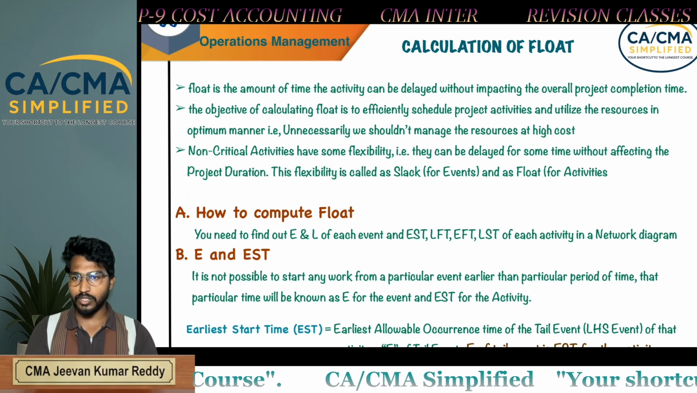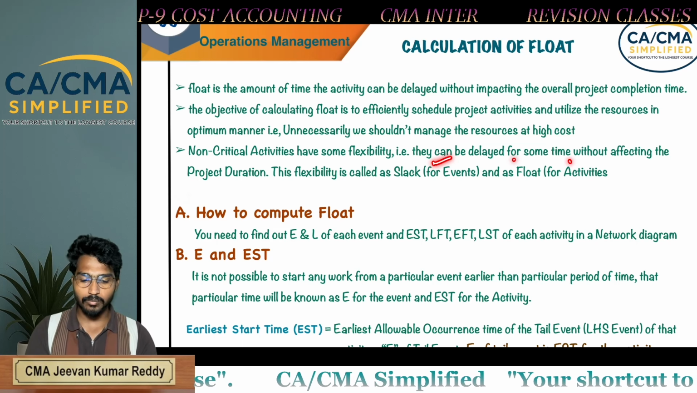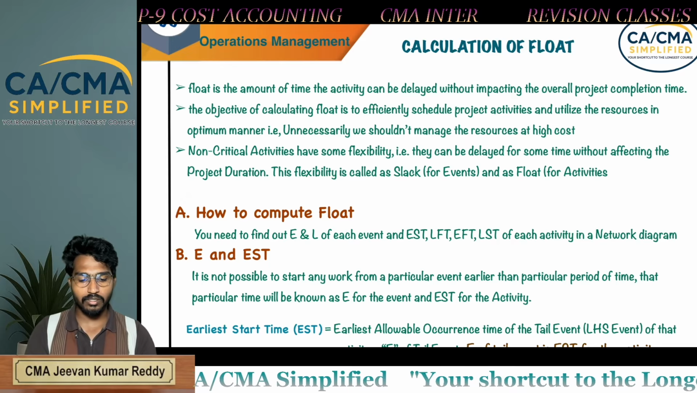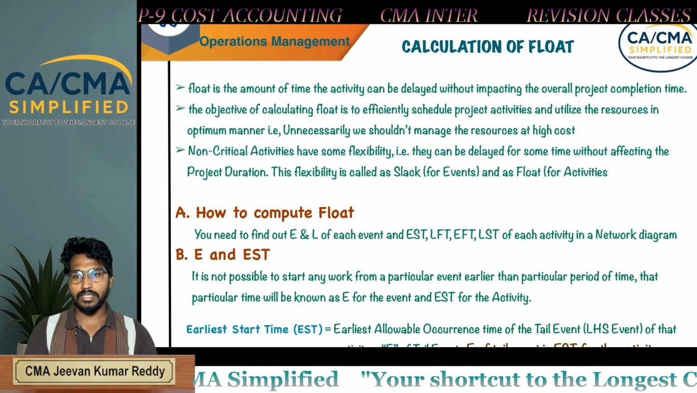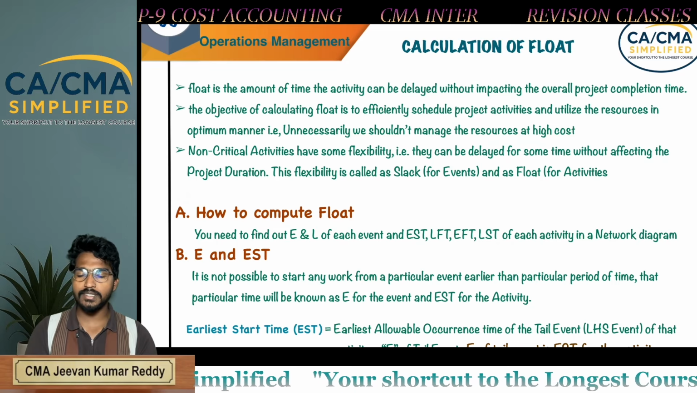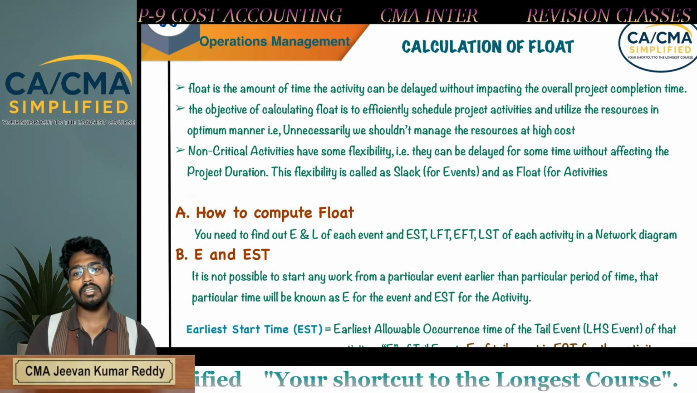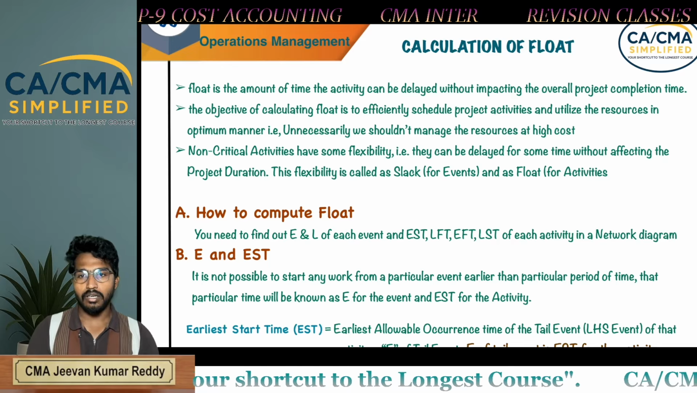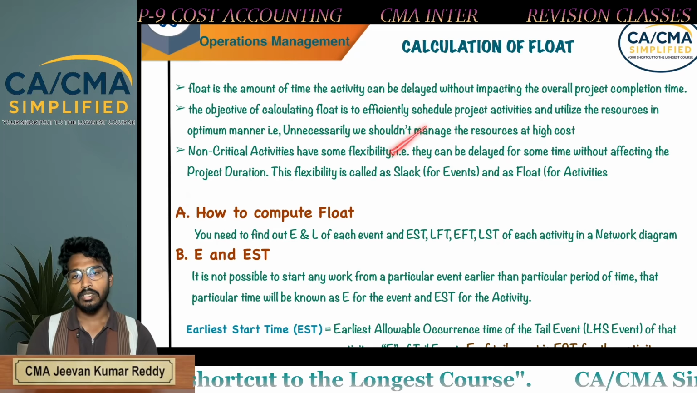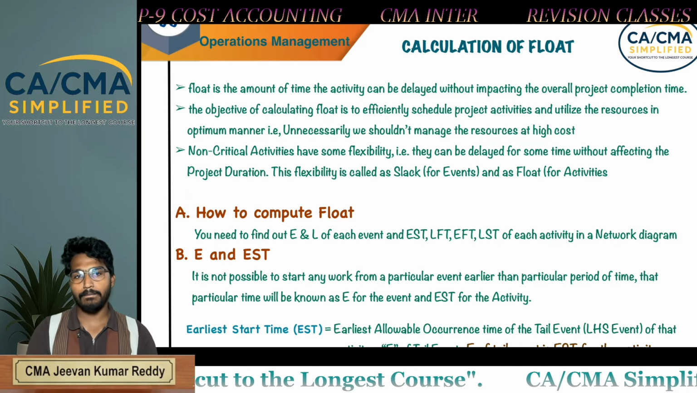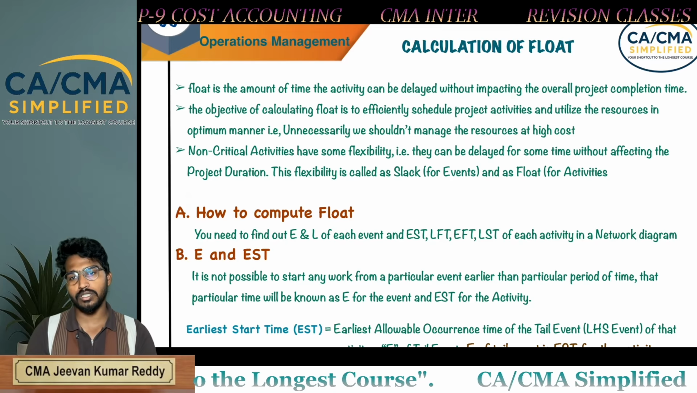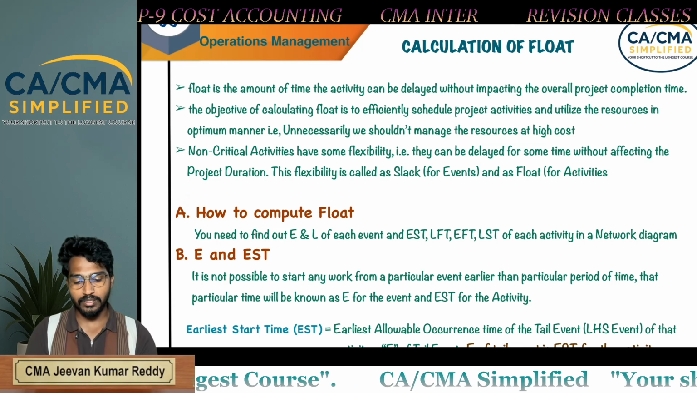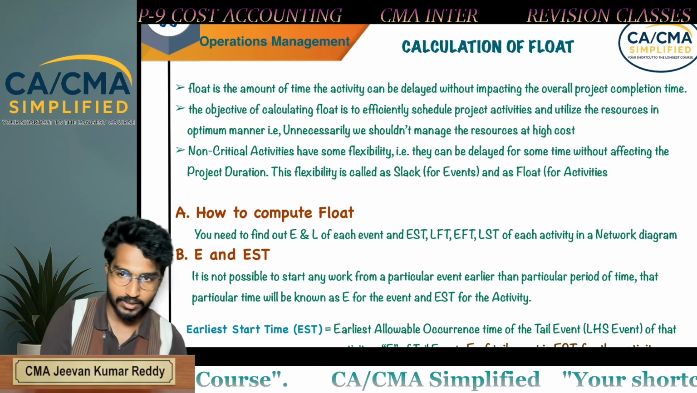Non-critical activities have some flexibility. They can be delayed for some time without affecting the project duration. The flexibility is called slack for the event and float for activities. What are critical activities? The activities which are on the critical path. What are non-critical activities? Other than critical activities, all are non-critical activities. They have some flexibility, they can be delayed for some time without affecting the project duration. This flexibility is called slack for the events and float for the activities.